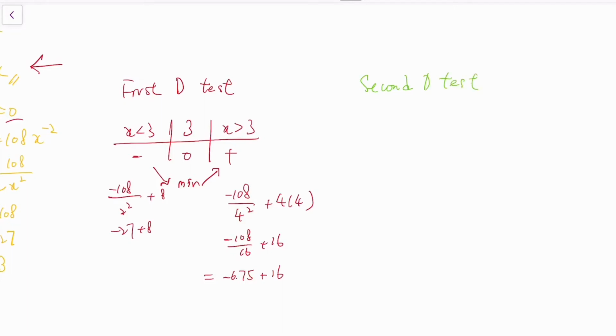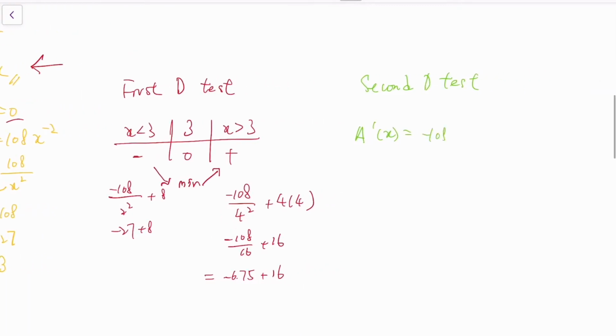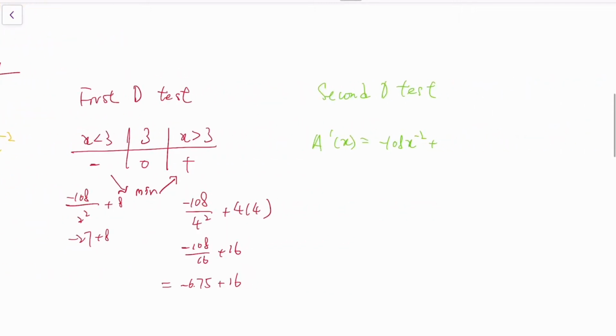Let's show you again. So we have the first derivative being, what is it? It's negative 108 x to the power negative 2 plus 4x. You may have to rewind the video a little bit to follow if I'm too fast. Yeah, feel free to do it. So you differentiate it. I hope you can follow.